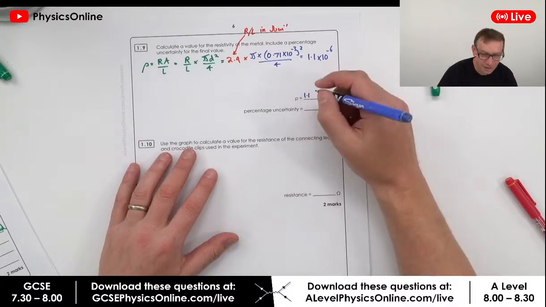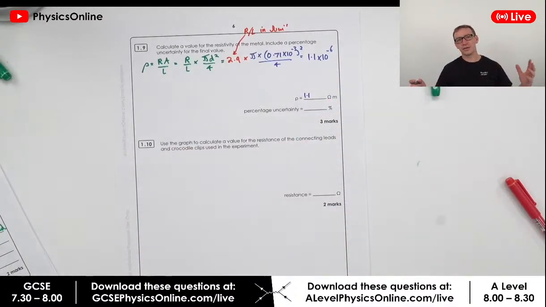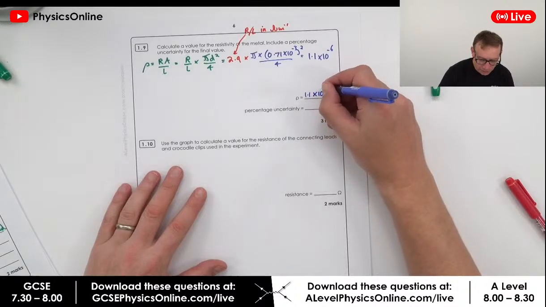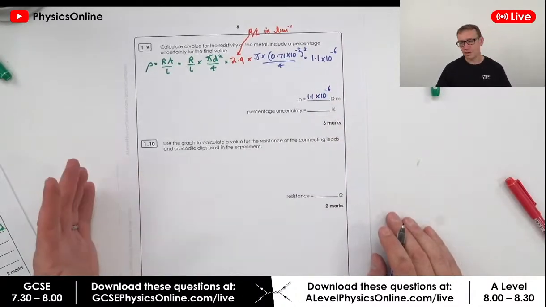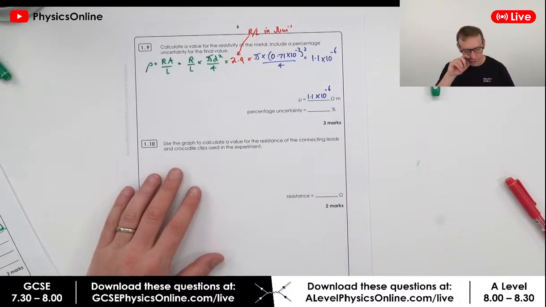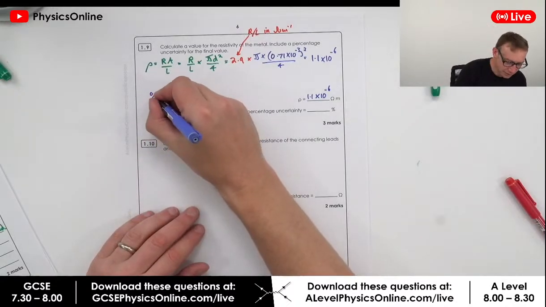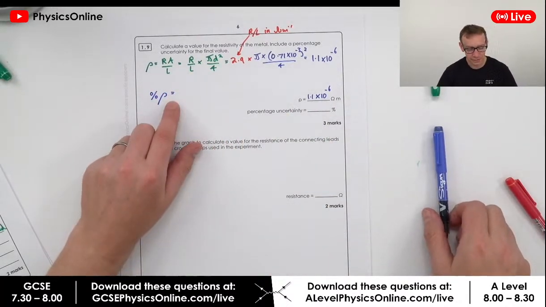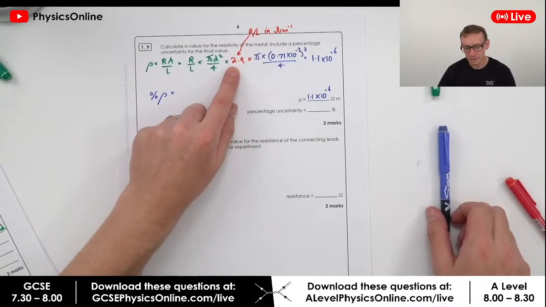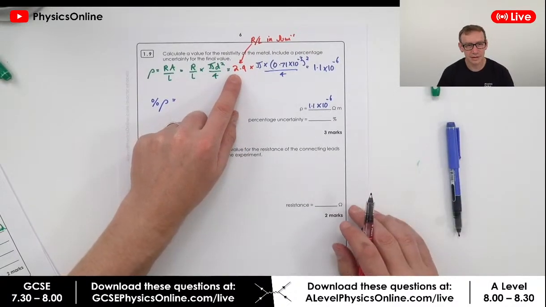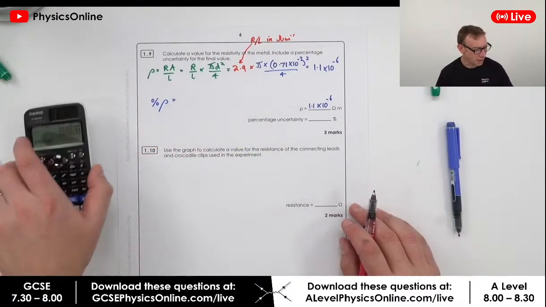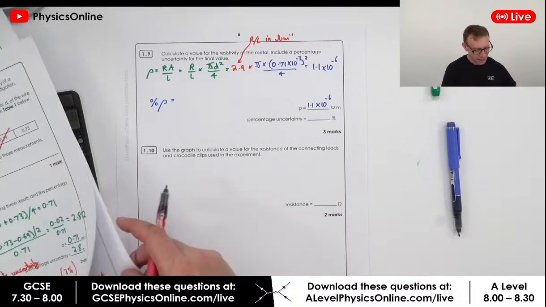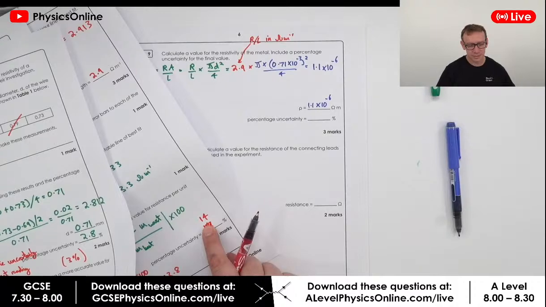When we look at resistivity, because effectively it's the resistance of a unit cube of that material, we're going to have really, really low values. So 1.1 times 10 to the minus 6. Okay, now the percentage uncertainty in the resistivity is going to be equal to the percentage uncertainty in the resistance per unit length. And we worked that out in the last question as, in this case, 14%.